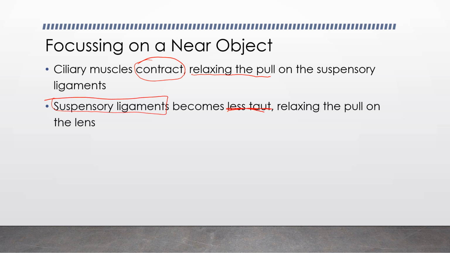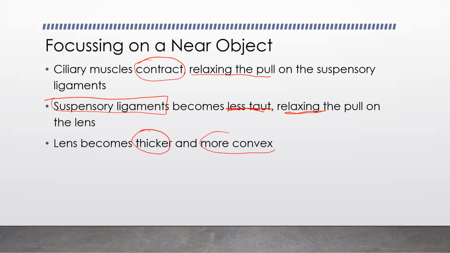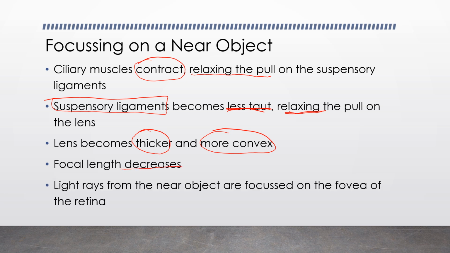And when the suspensory ligaments become less taut, the pull on the lens is lessened. So you see the words relaxing the pull on the lens. Because the lens is not being pulled, it becomes thicker and more curved, more convex. The focal length in this scenario will decrease, and the rest are all the same.